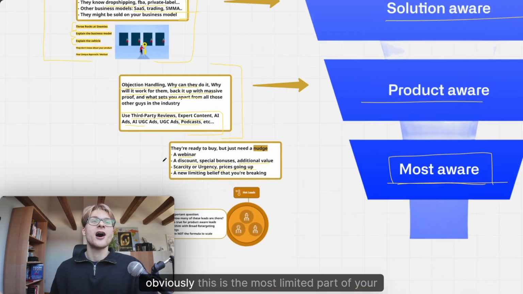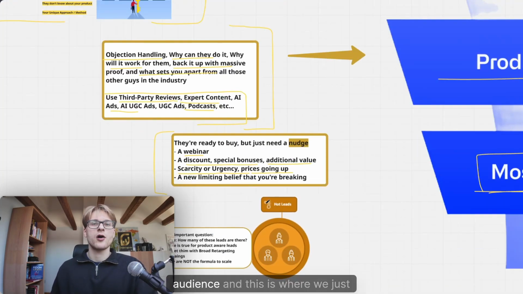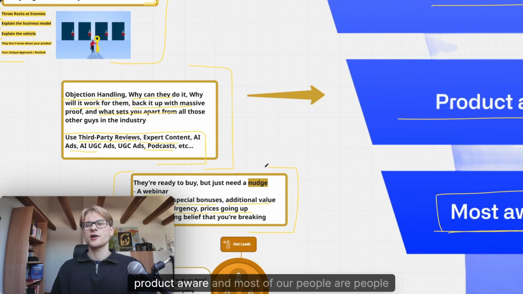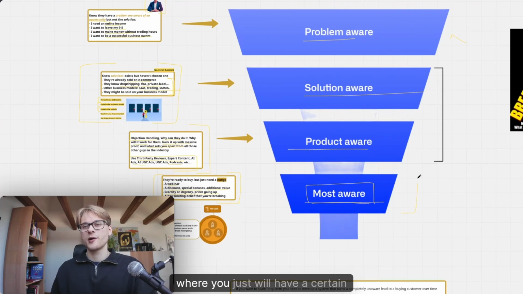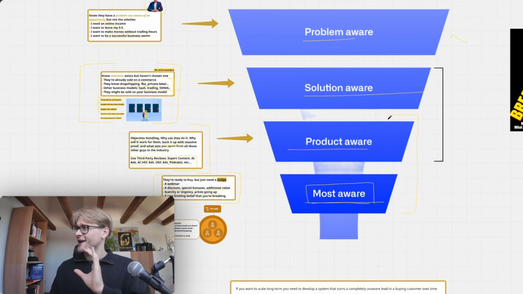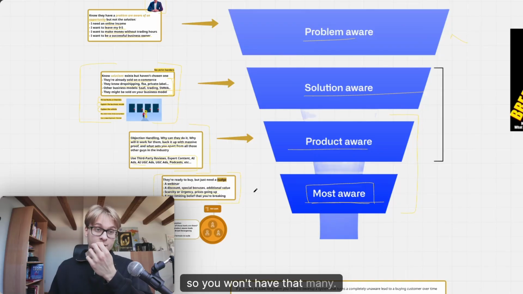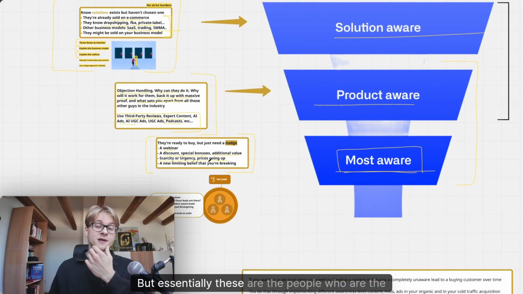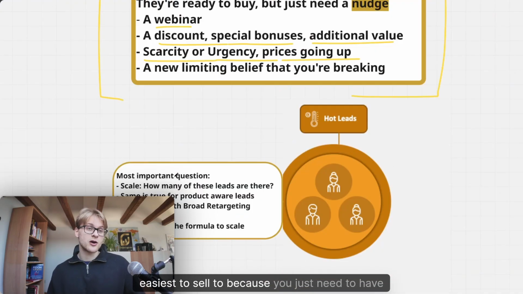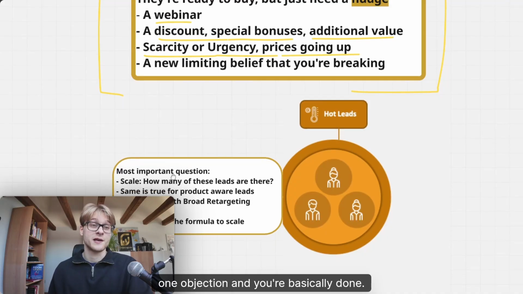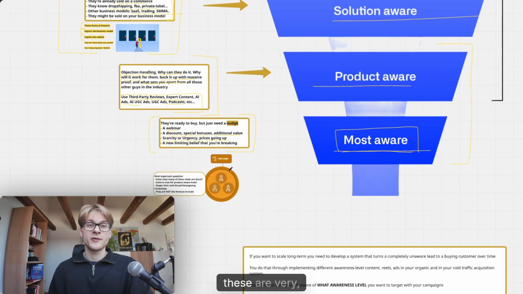So these people, obviously, this is the most limited part of your audience. And this is where product aware and most aware people are people where you will have a certain percentage of customers, so you won't have that many. But essentially, these are the people who are the easiest to sell to, because you just need to handle one objection and you're basically done. So these are very, very hot leads.